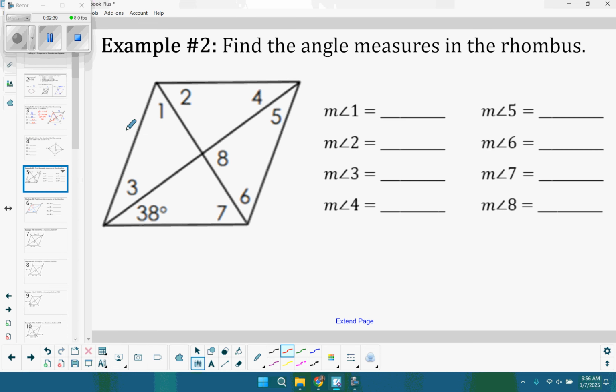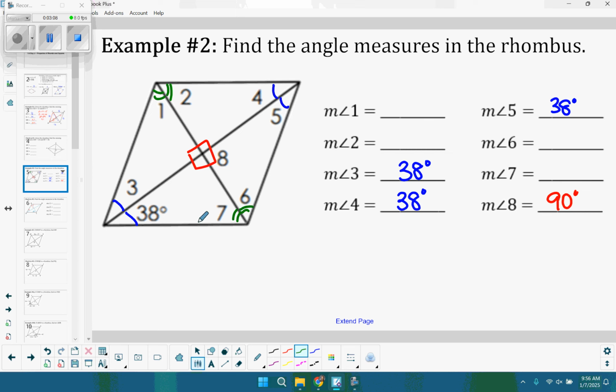For example 2, we want to find all of the angles in this picture. Immediately, I know I have right angles here, so angle 8 is 90 degrees. I also know that these 2 are the same as these 2, so all 4 of these are 38 degrees. So angle 3 is 38 degrees, angle 4 is 38 degrees, and angle 5 is 38 degrees. The remaining 4 angles are also all congruent.